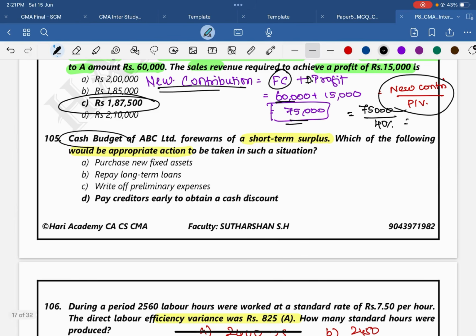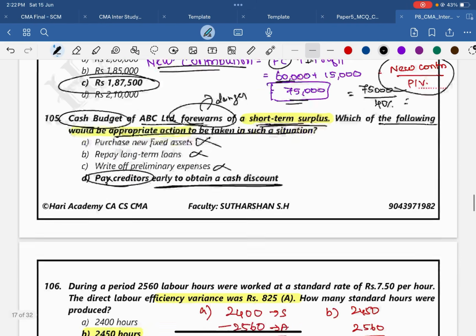Question number 105. Cash budget of ABC Limited shows a short-term deficit, which means they are going to face danger, not having sufficient cash to move further in future. Which of the following would be an appropriate action to be taken in such a situation? Purchase of new assets, definitely you should not do. Repayment of long-term loans, definitely you should not do because it is a short-term deficit. Return of preliminary expenses, you should not do. Pay creditors early to obtain a cash discount.